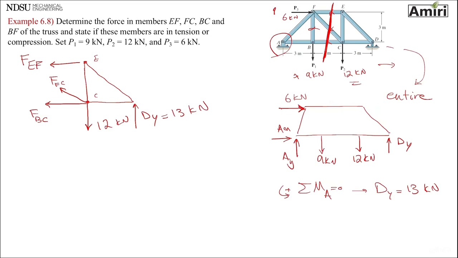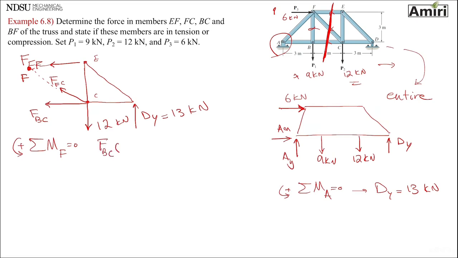Let's take moment about point F. I take it on purpose to show you that the point that you take moment about doesn't even have to be on the free body diagram. Okay, so I mentioned the moment about point F is zero. I'm going to go a little bit faster now.